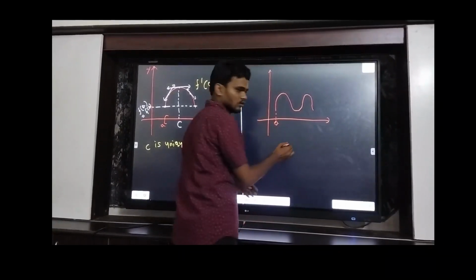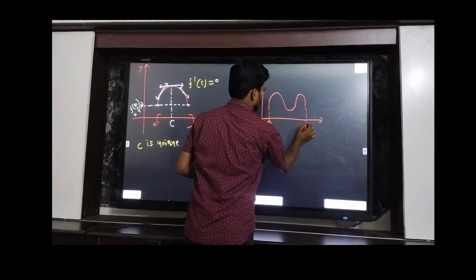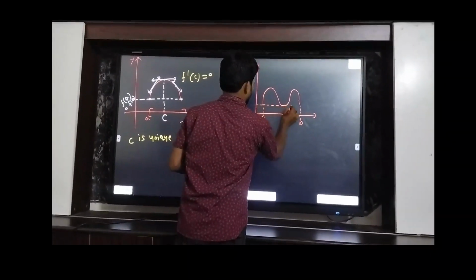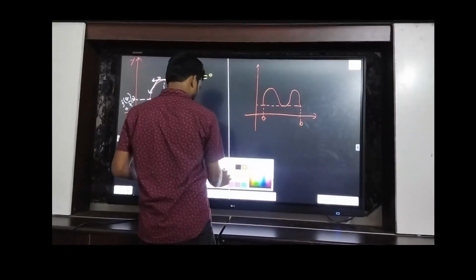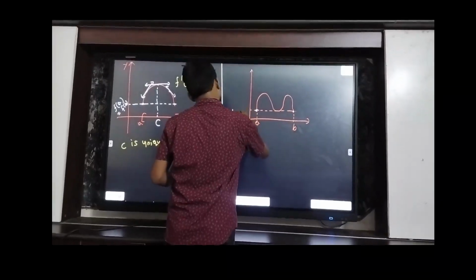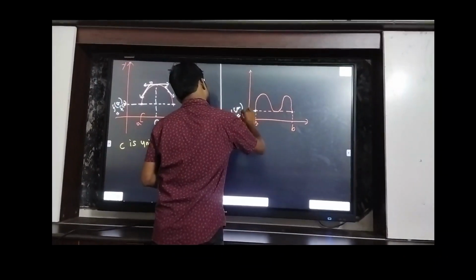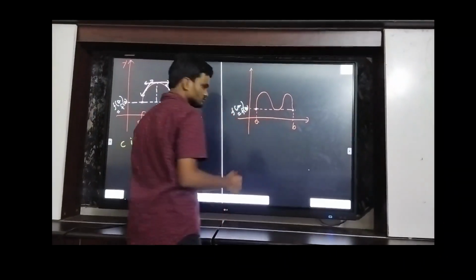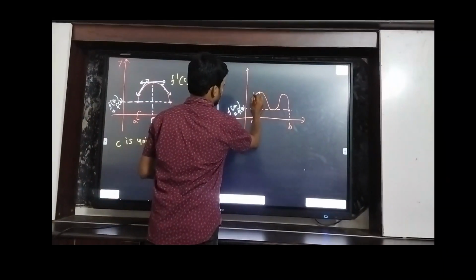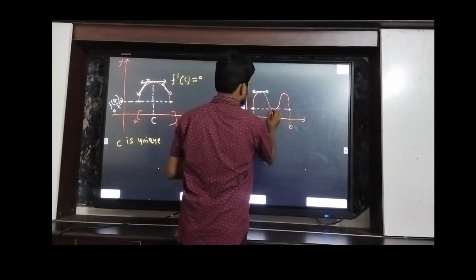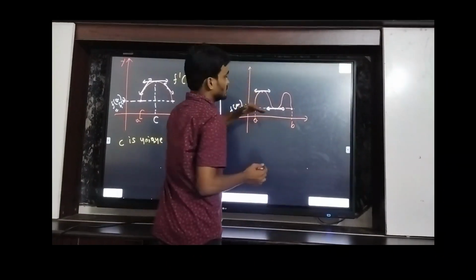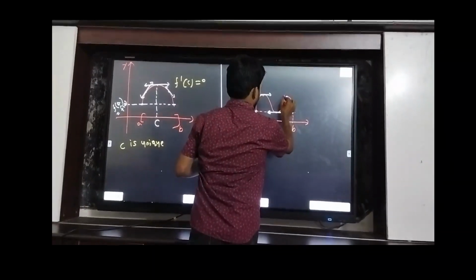This is your A, this is your B. F of A is equal to F of B. If we plot a tangent at this point, it looks like this. If we plot a tangent at this point, this. If we plot a tangent at this point, this.